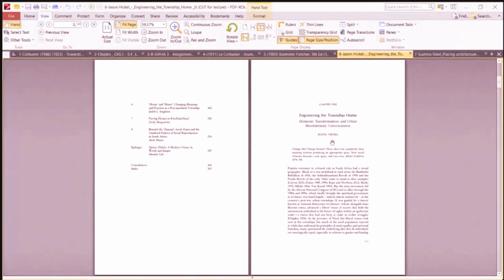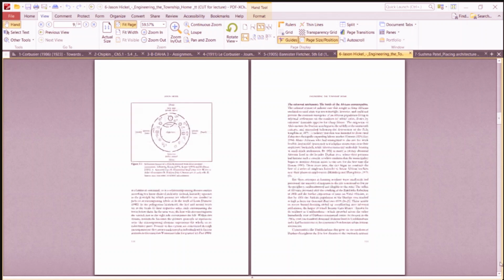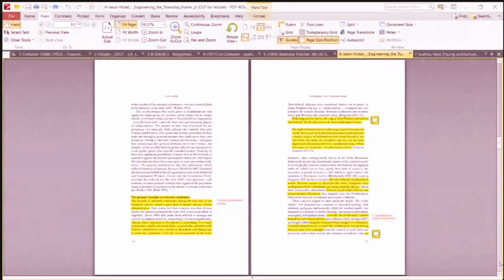So Jason Hickel is writing on how the township, the Black native African township in colonialism and apartheid, is being engineered, is being designed, is being imagined, all right? Through those lenses and those terms and those frameworks that we were just speaking about. How does it actually shape the spaces that we live in? Okay. It's a long chapter. We're just going to pull out a few pieces of it.